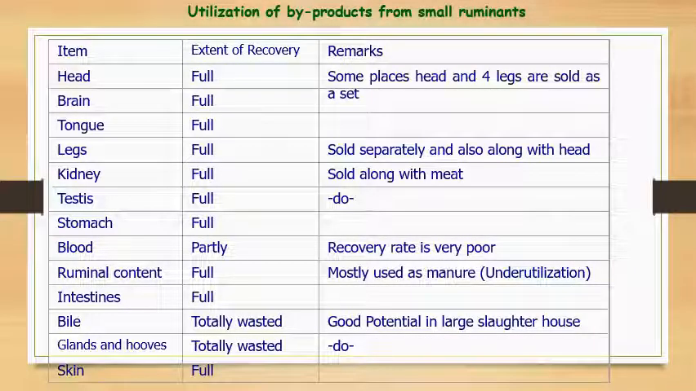Here we will see about the recovery and utilization of byproducts in case of small ruminants. In case of head, it is fully recovered, and sometimes it is sold along with forelegs. Brain, tongue, legs, kidney, testes, stomach, they are fully recovered. Blood is partially recovered. Sometimes it is recovered and used for edible purpose, sometimes it is not. Ruminal content is mostly utilized as manure.